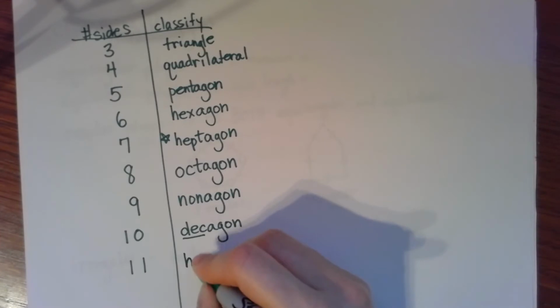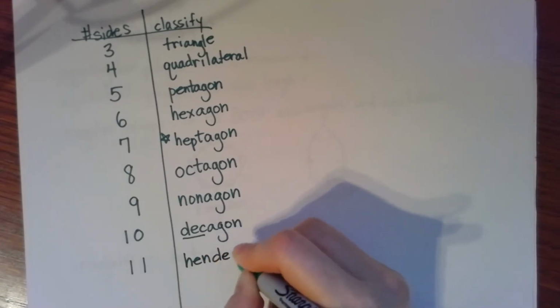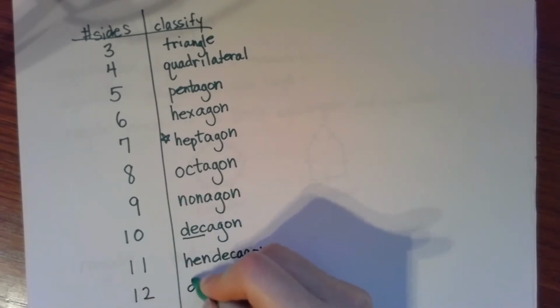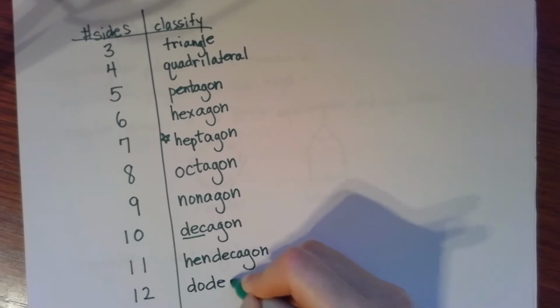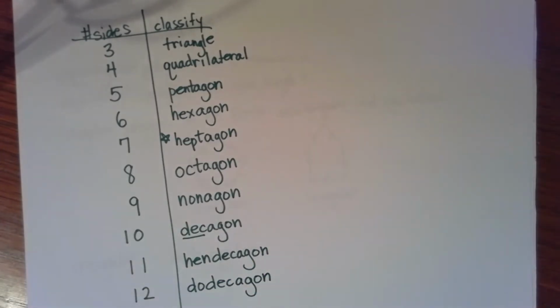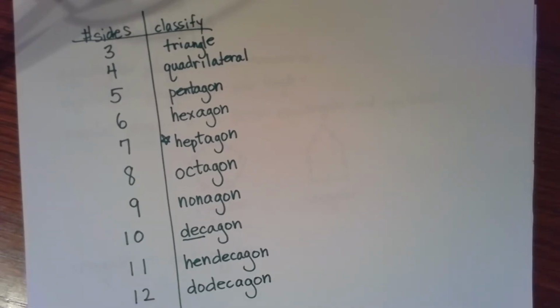Then 11 sides is a hendecagon. And then 12 sides is a dodecagon. Those are most of the ones that you will need to know.